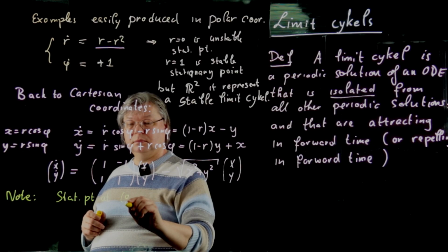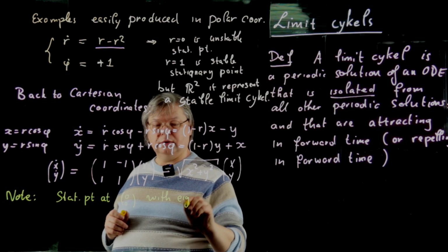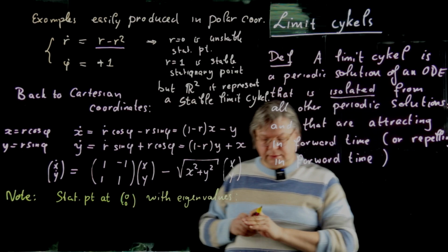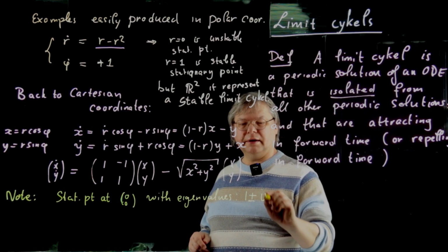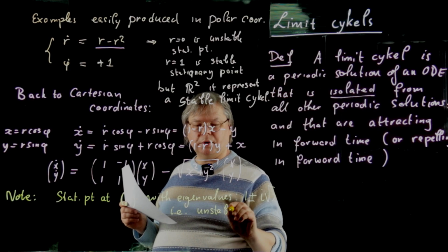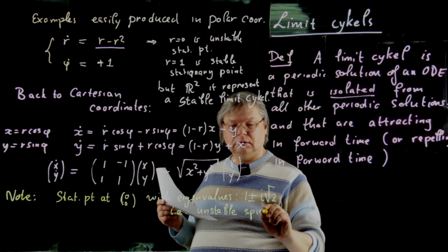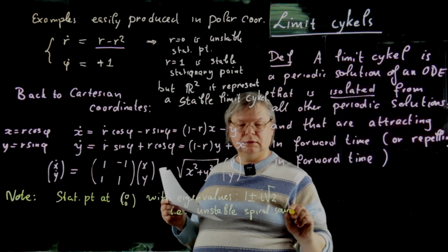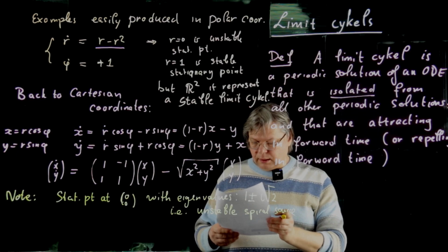And if you compute the eigenvalues, what do you get? It turns out that you get 1 plus or minus i square root of 2. So this is an unstable spiral, because the real part is positive, and because there is an imaginary part. Source. Well, unstable source is a bit double.